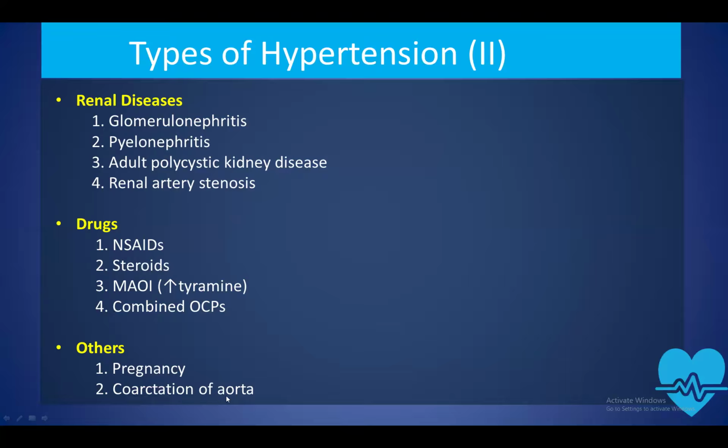In coarctation of aorta, the blood flow to the kidneys decreases. So GFR decreases. So to increase GFR, the body activates the renin-angiotensin system, and the renin-angiotensin system then causes hypertension through multiple mechanisms.